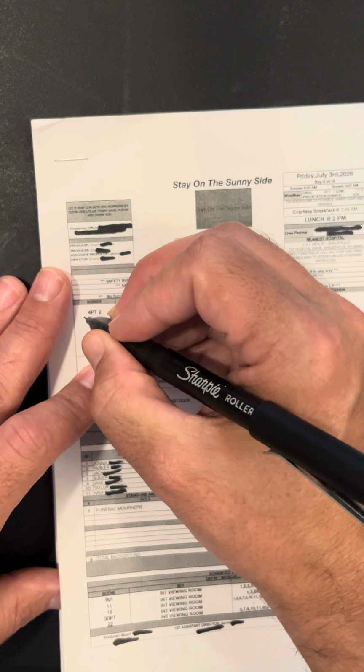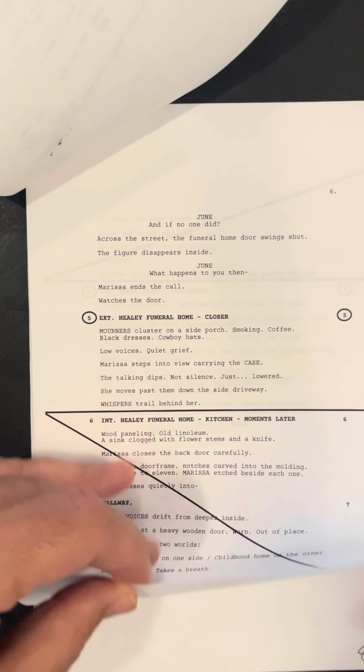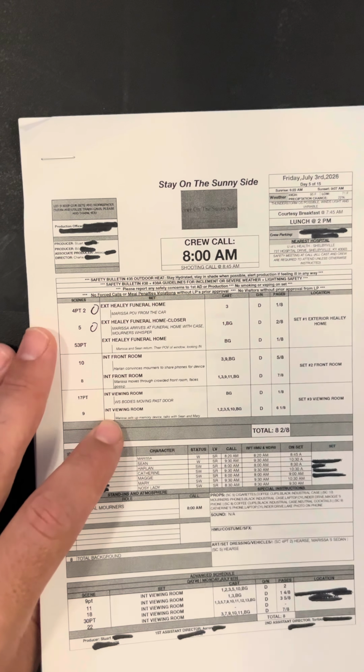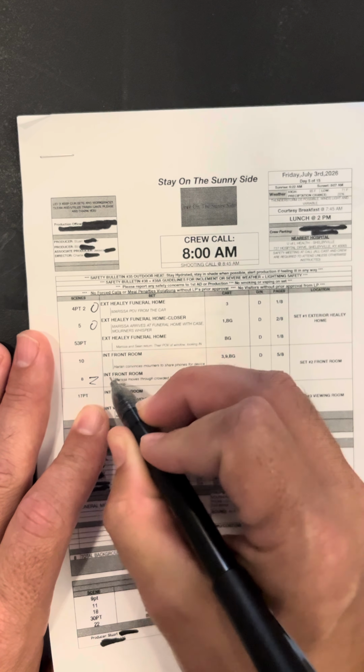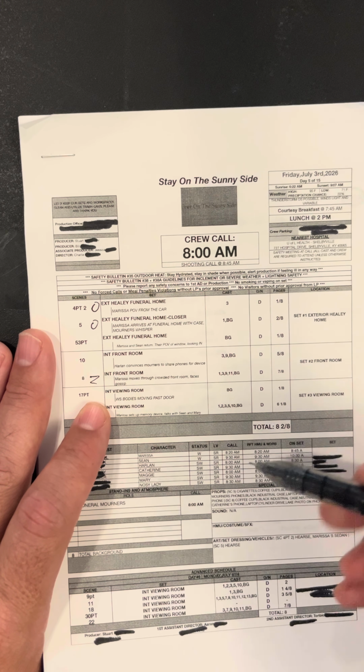So let's go to scene 5. No dialogue. And this is mainly just focusing on wires, like how many people need a microphone. All right, scene number 8. We got Maggie, nosy neighbor. It's 2. All right.